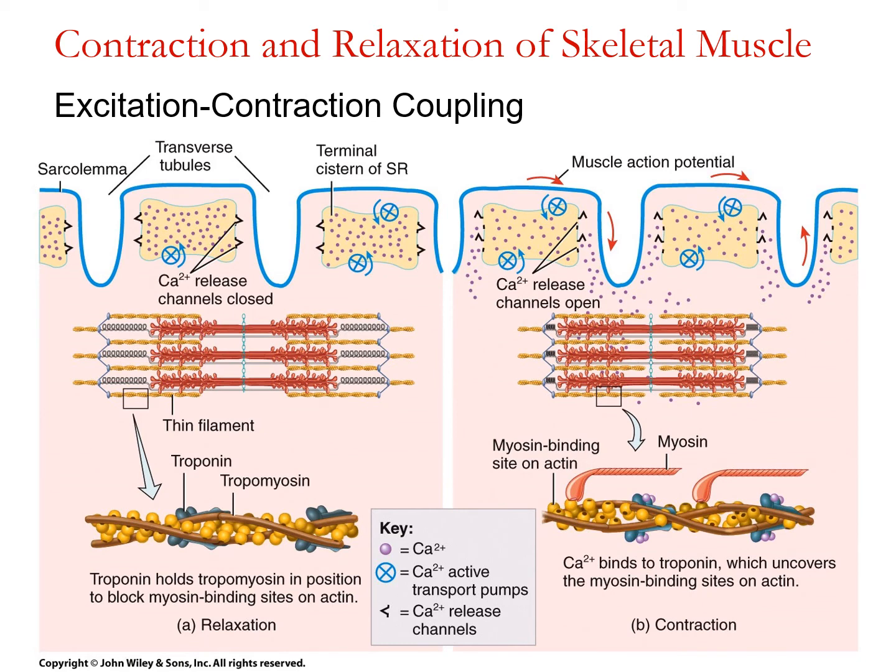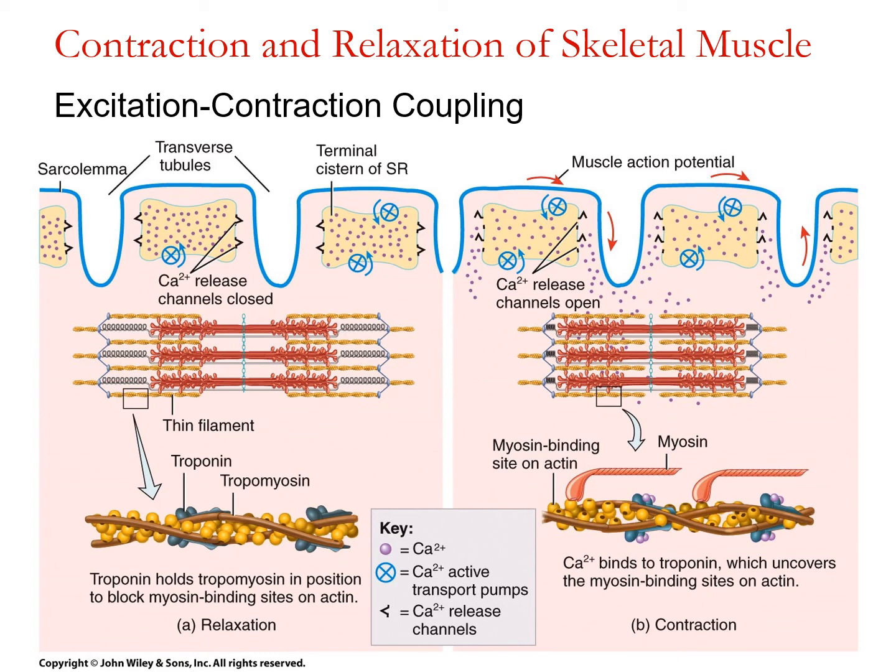In the relaxed muscle, the thin and thick filaments of the myofibrils are overlapped, but the myosin is not attached to the actin. And this is because the tropomyosin is covering the binding sites for myosin on the actin.